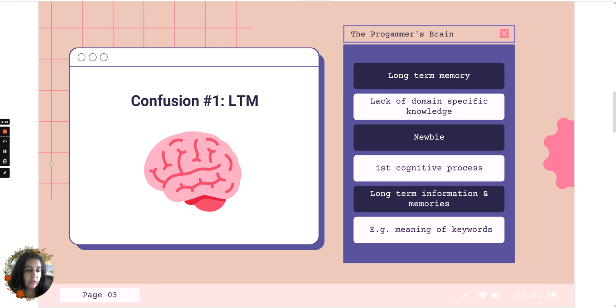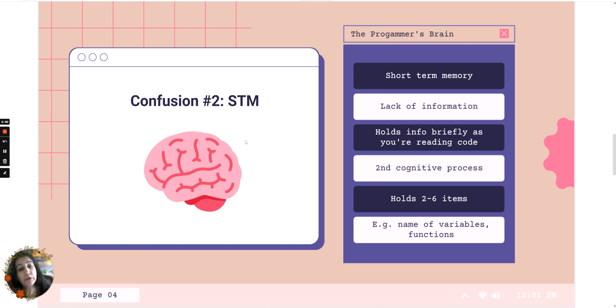An example of this would be the meaning of some keywords. For example, filter. You have no idea what filter or the let or const keywords mean, or even if you're a complete newbie to tech, you don't know what else if means. So that's confusion number one.